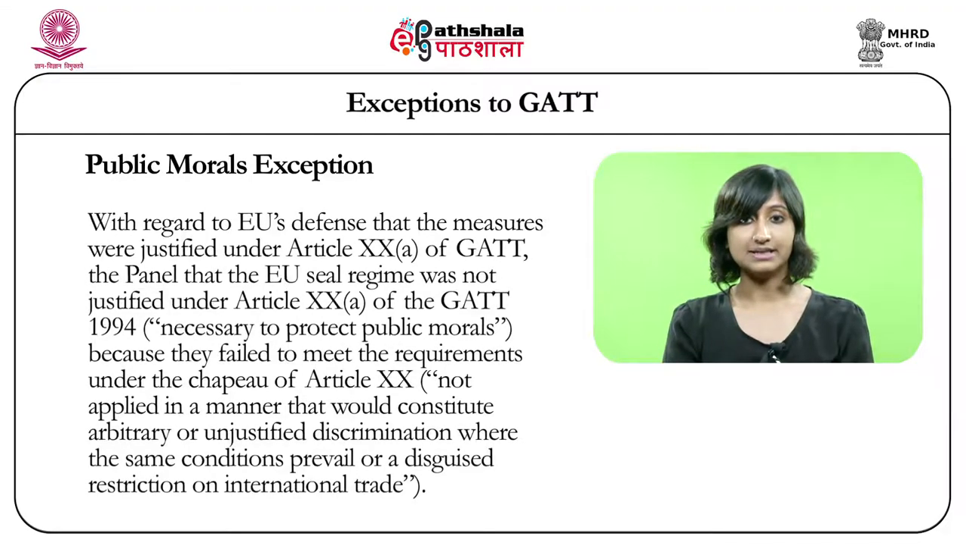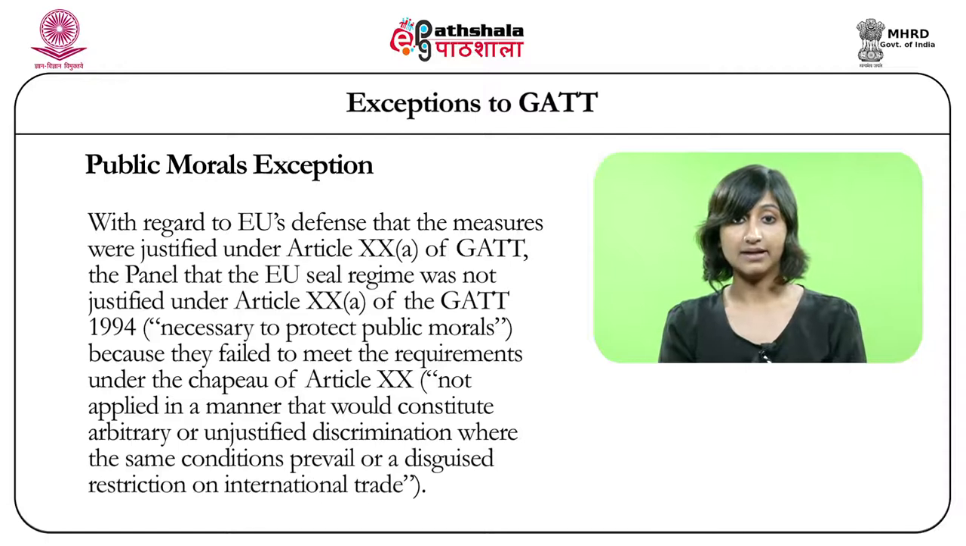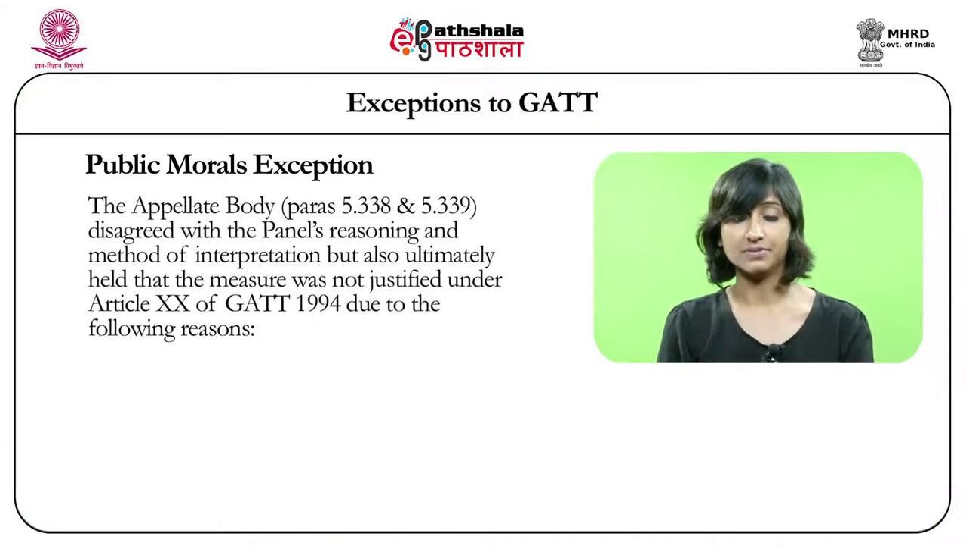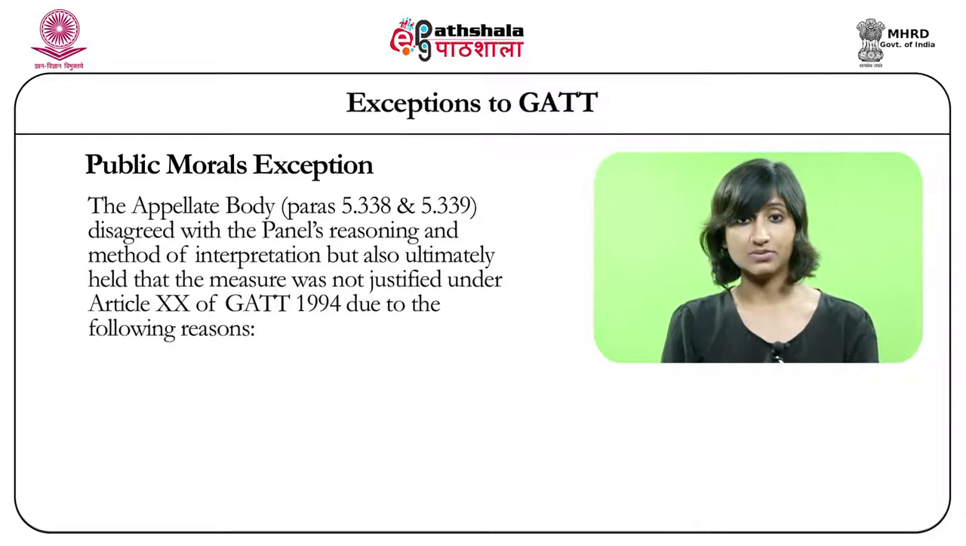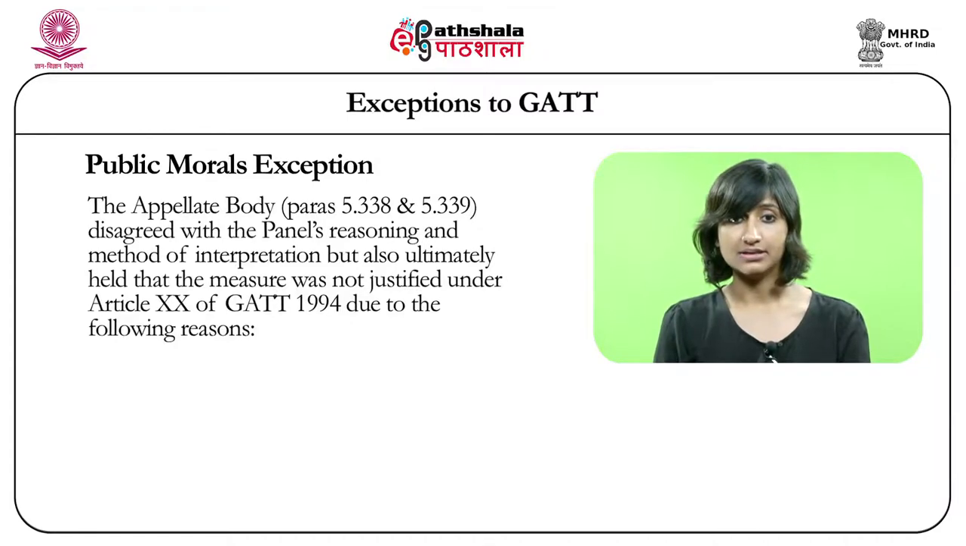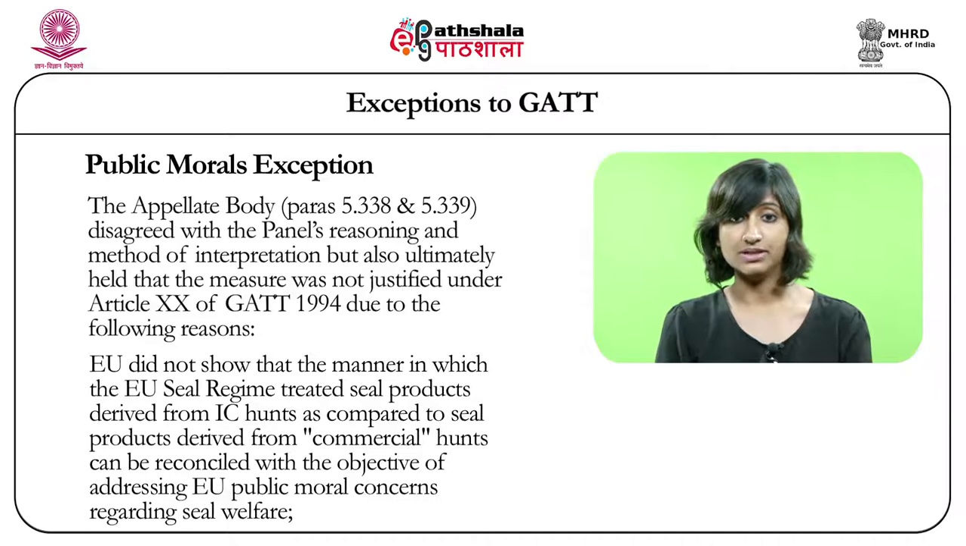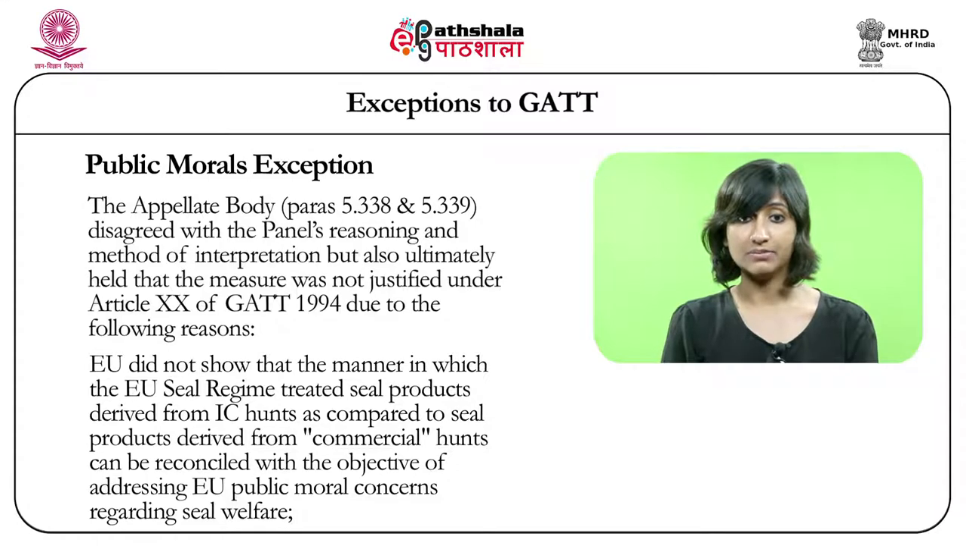With regard to the EU's defense that the measures were justified under Article 20A of GATT, the panel held that the EU seal regime was not justified under Article 20A because it failed to meet the requirements under the chapeau of Article 20. The appellate body disagreed with the panel's reasoning and method of interpretation, but also ultimately held that the measure was not justified under Article 20 of GATT due to the following reasons. First, that the EU did not show that the manner in which the EU seal regime treated seal products derived from IC hunts as compared to seal products derived from commercial hunts can be reconciled with the objective of addressing EU public moral concerns regarding seal welfare.